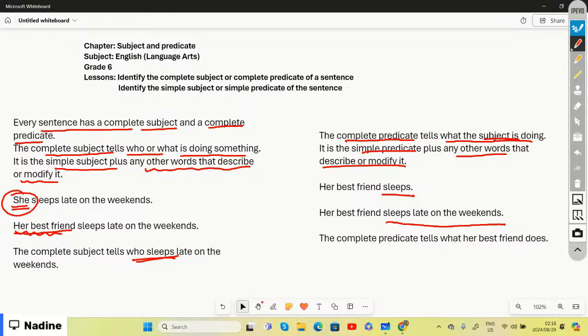And then we have a complete predicate. The complete predicate tells us what the subject is doing, whether it is the person or the thing. What is the subject doing? With the complete predicate, it is the simple predicate plus any other words that describe or modify it, right?